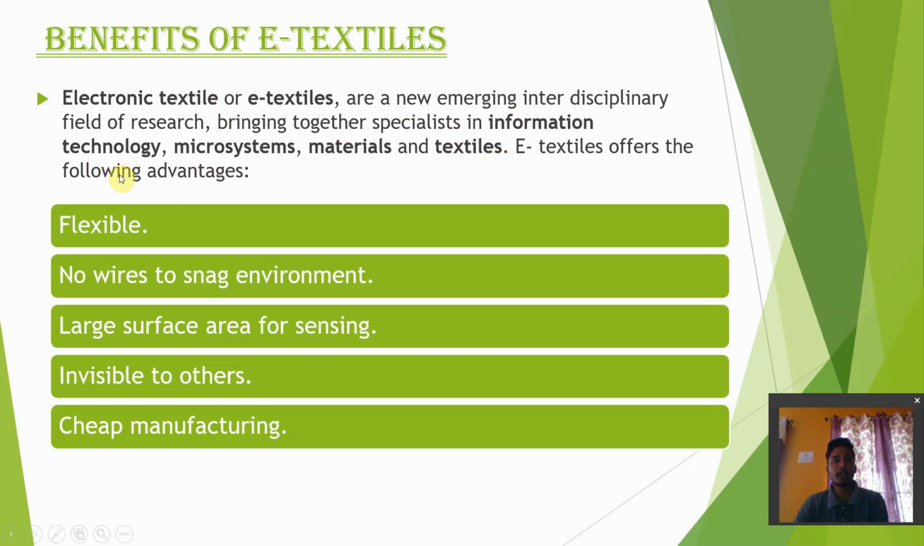E-textile offers the following advantages: flexible. Well, textiles are always flexible, and no wires to snag. Actually, there are no wires to pollute the environment. Large surface area for sensing, because it covers your back and the chest area, so it's a very large surface area for sensing. Invisible to others, like it's just like you are wearing a t-shirt or something and it's invisible to others. Cheap manufacturing.